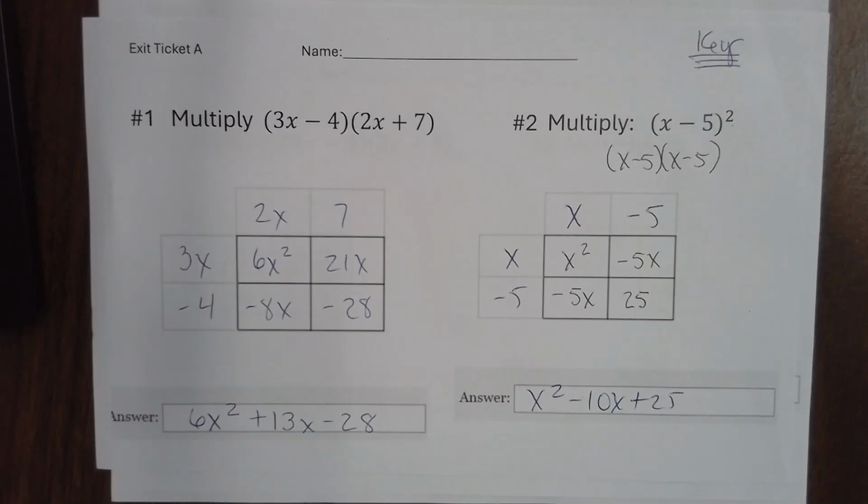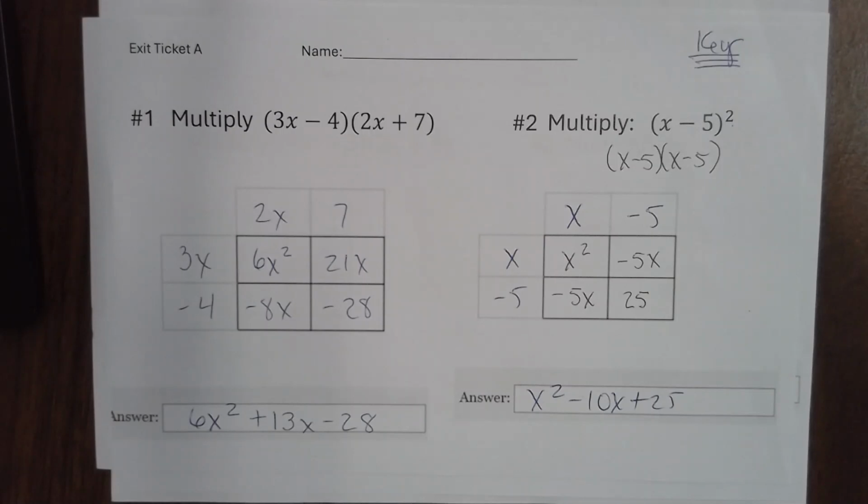Y'all, this right here is a common mistake. We've got to remember that when we've got a square, it just means you're multiplying it times itself. Because when I put this on a quiz or a test, people throw all my rules out the door and they're like, oh, it's x squared plus 25. Y'all, it's not x squared plus 25. There's more to it. It's a 2x2 box.